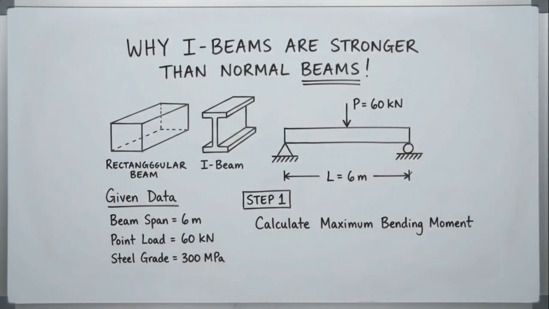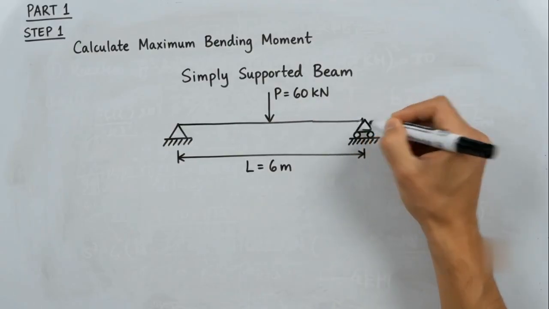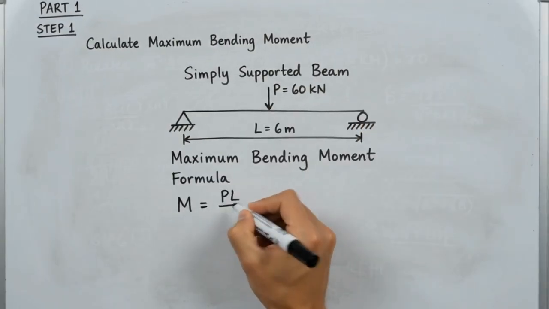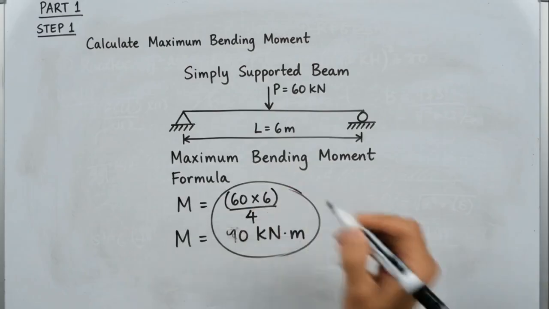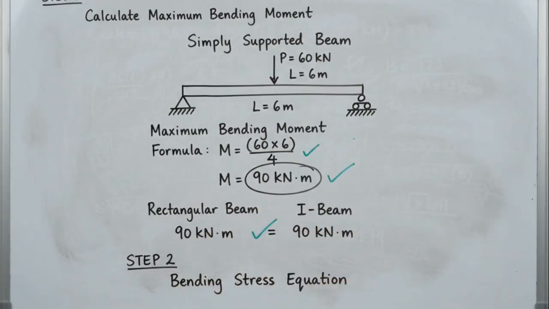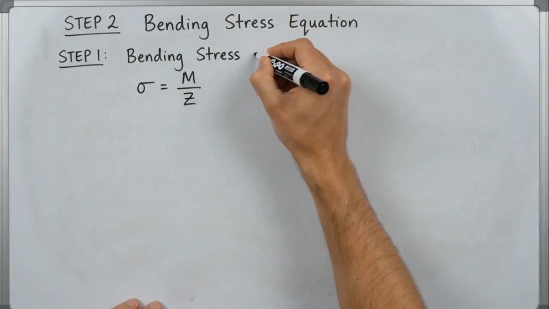Let us begin. Step 1 is calculating the maximum bending moment. Substituting the values gives a maximum bending moment of 90 kilonewton meters. Both beams experience exactly the same bending moment.